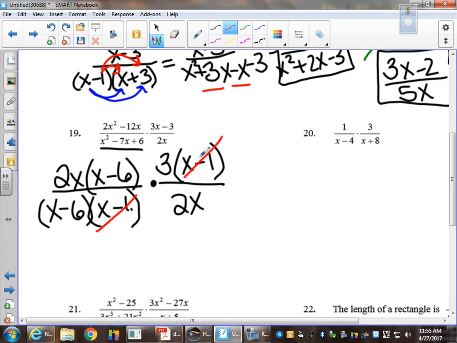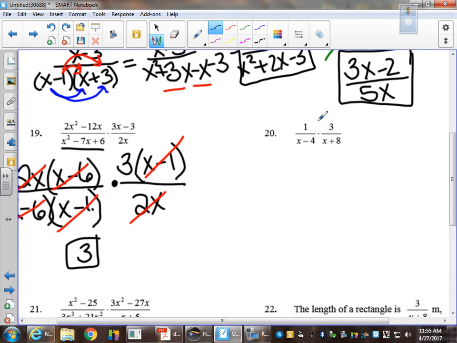And 2x in the denominator doesn't factor or simplify. So let's cross off everything that's the same. And again, you can only cross something off if you see it on the numerator and the denominator. If you see 2x and 2x in the numerator, it doesn't cancel. 2x, 2x in the denominator, it doesn't cancel. Your answer is just 3. All that's left is this 3.